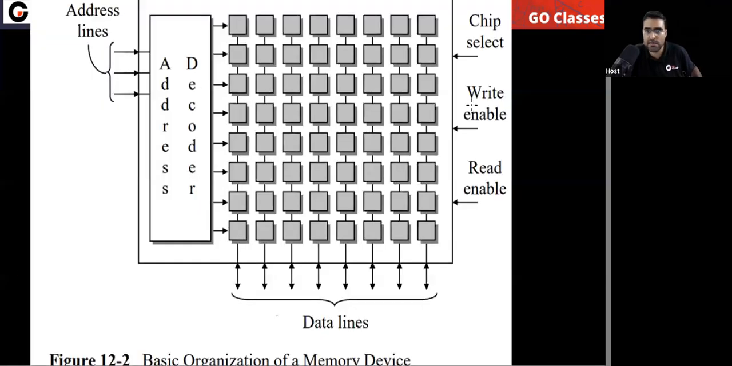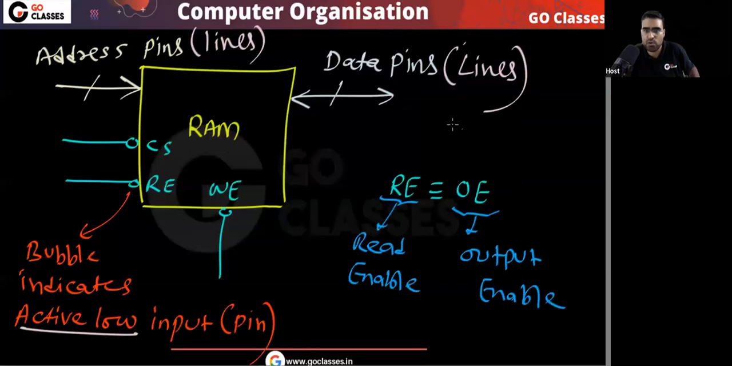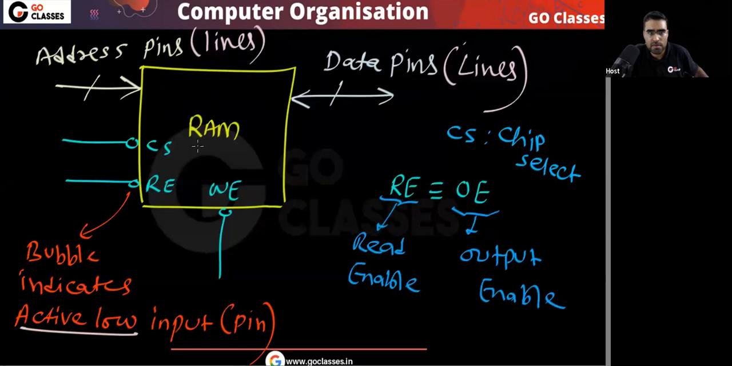We have already seen this. You can see chip select, CS. So CS means chip select. You already know CS, what that means: chip select. So you can see this chip select is active low. Yes or no? This is an active low input.